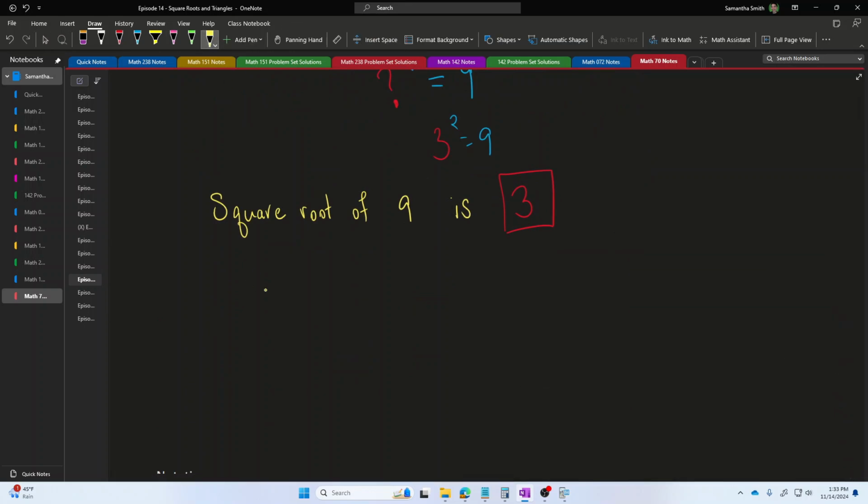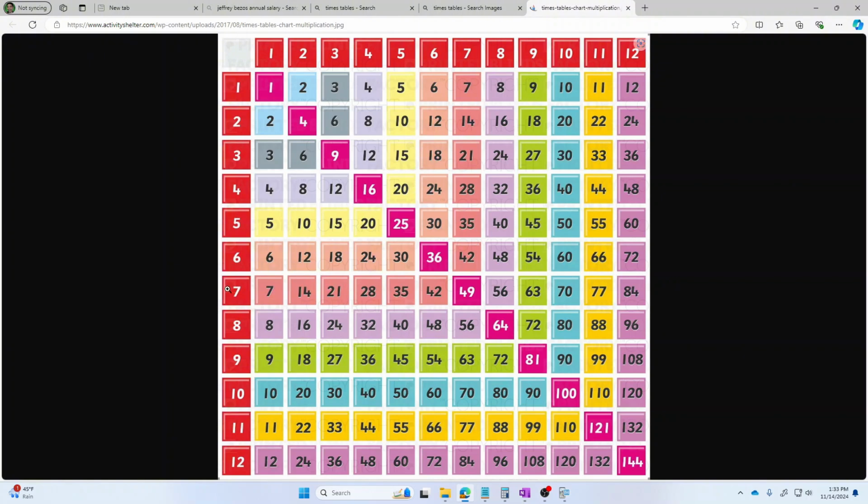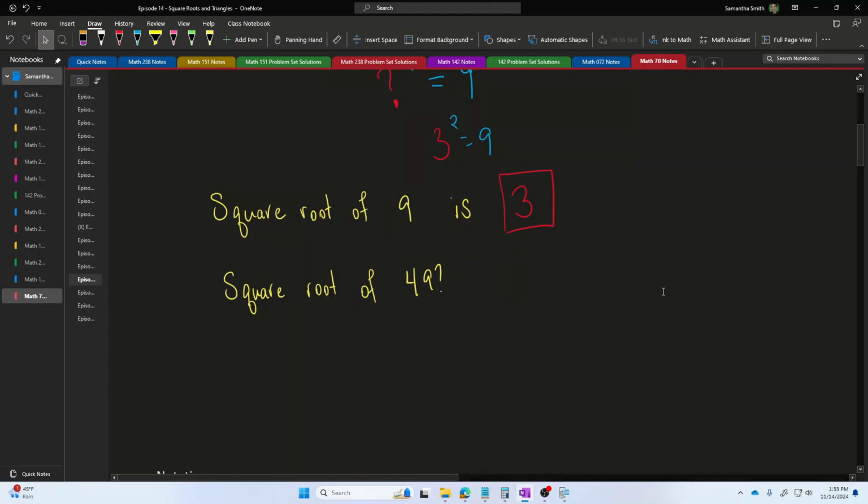I could also say I'm interested in what is the square root of 49. Not 9, but 49. I'm going to go into my times table and look for a number which becomes 49 when I square it. And it looks like the number 7 becomes 49 when you multiply 7 by itself. So the square root of 49 is 7 because 7 squared became 49.